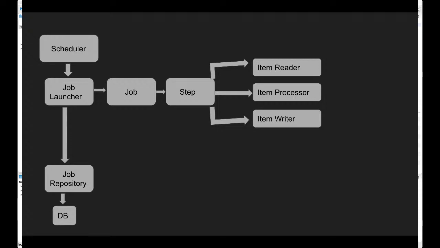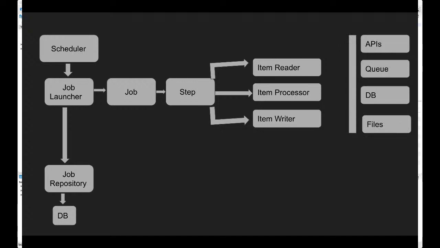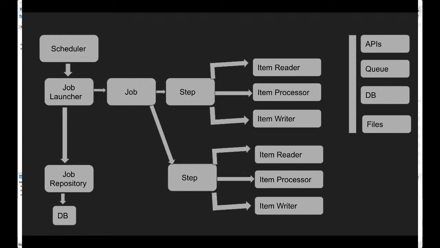Okay, and then the reader and writer can communicate with any queue or any database or any file. Basically, a reader can read data from any API, queue, database or file. An item writer can store it into the same or any other API, queue, database or file. So this is the whole process of a batch job. Similarly to this step, we can have other steps in the job as well, just like this, and it could have a different item reader, processor, and writer.